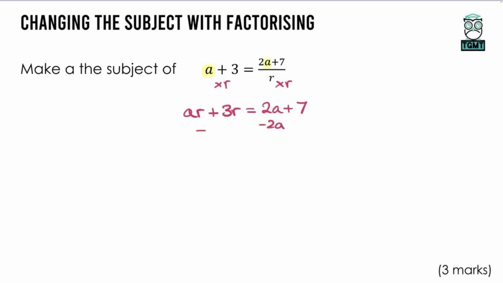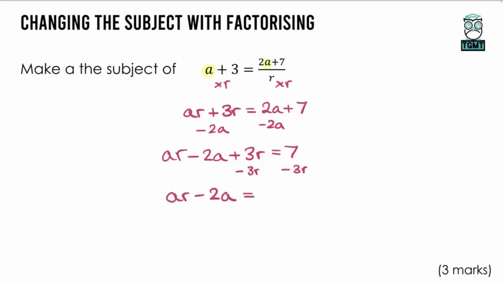Now we also need to minus 3r. You can do that in one jump if you're happy doing so, but I'm going to move it in two steps. So I'm going to do ar minus 2a, and then we have the plus 3r, and that's equal to 7. Now I'm going to minus this 3r, so we have the a's on their own, and that's going to make ar minus 2a is equal to 7 minus 3r. And of course this would look slightly different if we move the a's to the right.